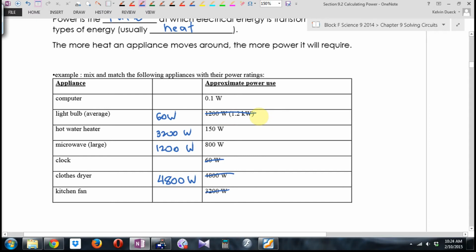Okay, from what's left, what gets the next hottest? What's left? Computer. So what do you think? How many watts does a computer usually pull? 800. About 800.